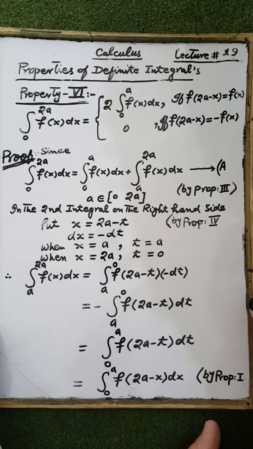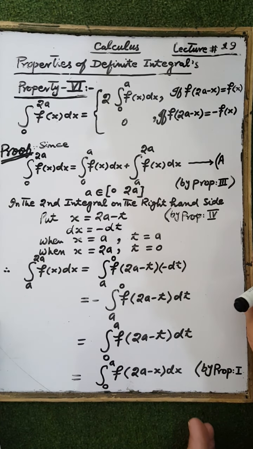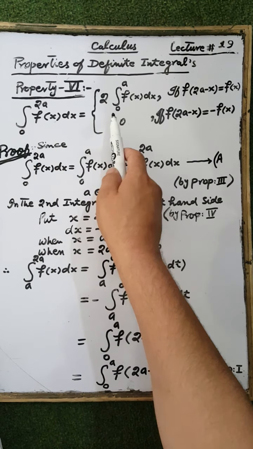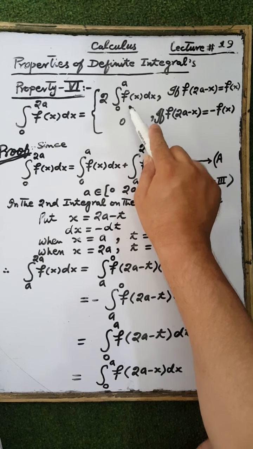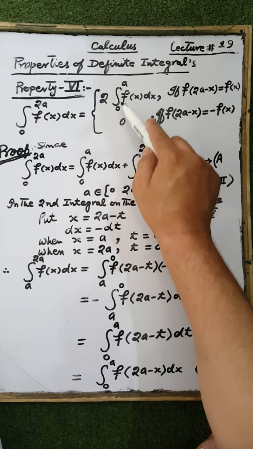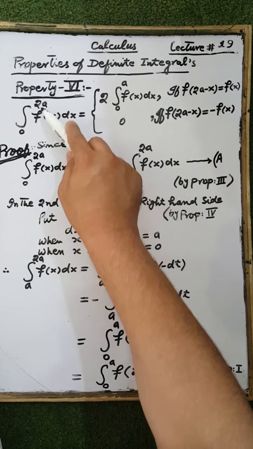Bismillahirrahmanirrahim. Our next property is property number 6. That is, the integration of the function f of x dx on the interval 0 to 2a is equal to 2 multiplied by the integration of the function f of x dx on the interval 0 to a. The interval 0 to a is the half of the interval 0 to 2a.